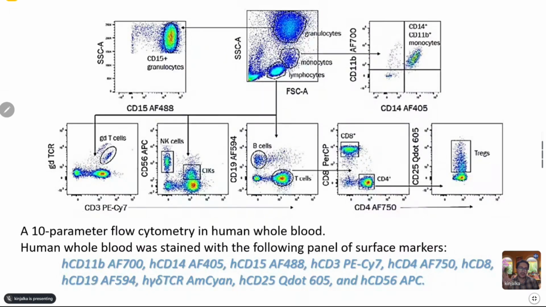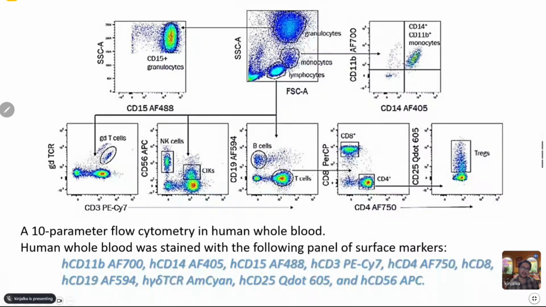Essentially, this is what it looks like. This is a multi-parameter flow cytometry in whole blood. I don't want you guys to get overwhelmed, but I would like to draw your attention. You see something here is SSC, side scatter, and you have something called FSC. This is forward scatter, right?